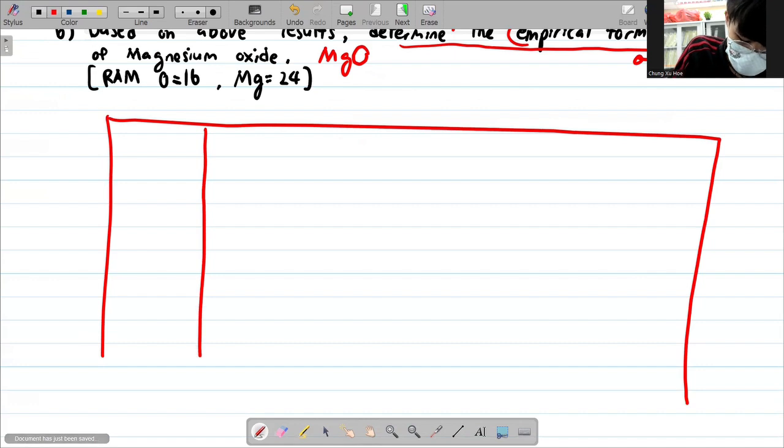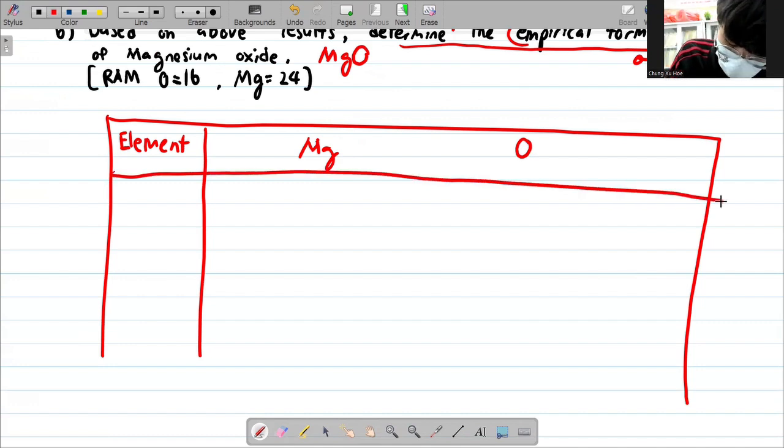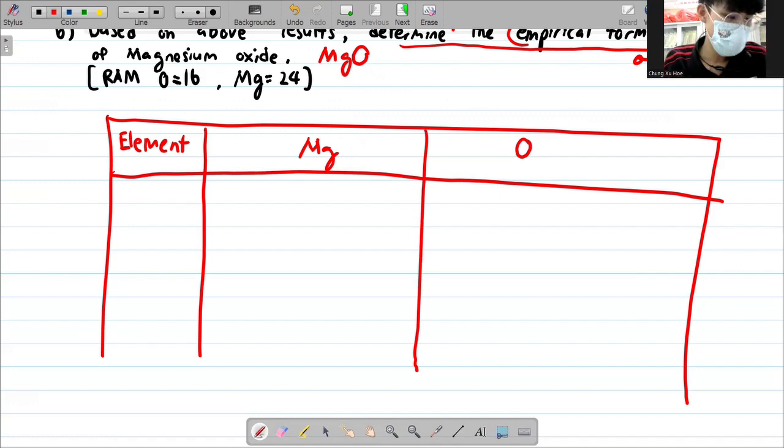So the table, first thing we have to put is our element. What element do we have? We only have two, right? Magnesium, refer back to the question, please. Magnesium and oxygen. Do another line. Okay. And after our element, what do we have? We have our mass.